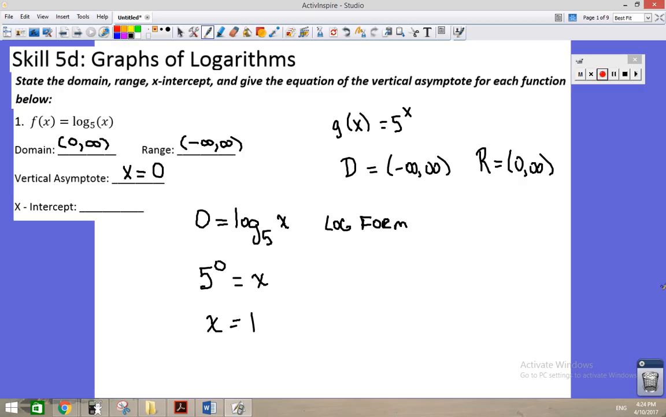You can write x equals 1, or you can write the coordinates of this x-intercept, which means that it crosses the x-axis at (1, 0).